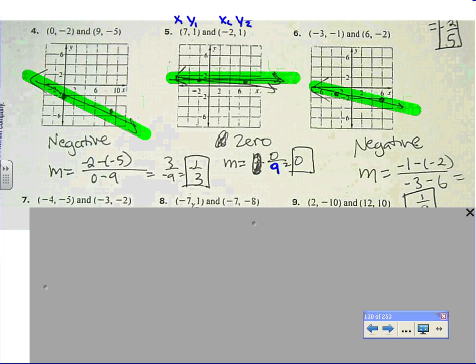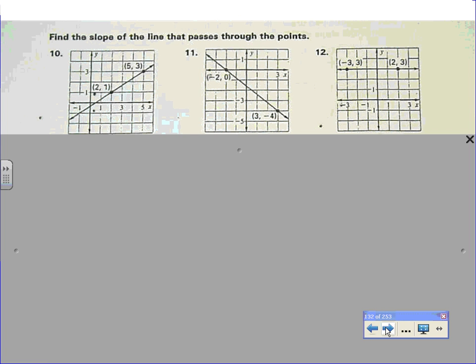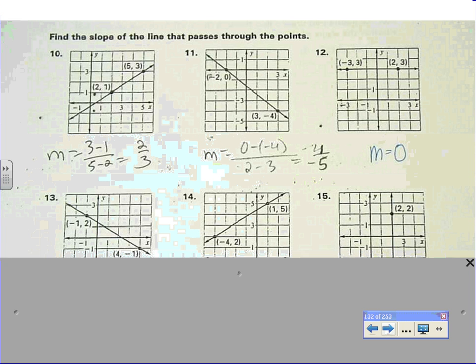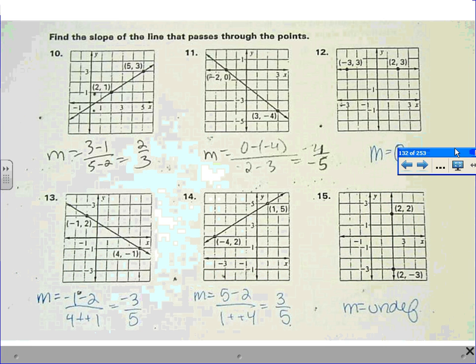Okay, Greta, number 10. Good. Kimberly, number 11. Negative what? You define the slope on those lines. Good. Steve, number 12. Just 0, right? Yep, good. Okay, number 13 should be negative 3 over 5. Number 14 should be 3 over 5. 15 is undefined. Let me stop there for a second. Any questions on 1 through 15?